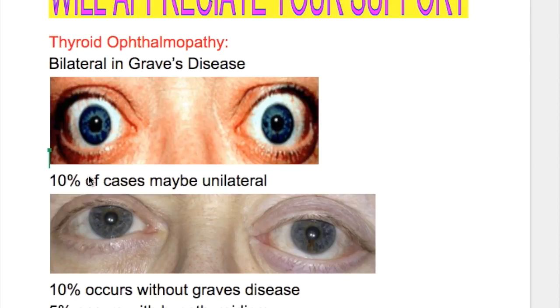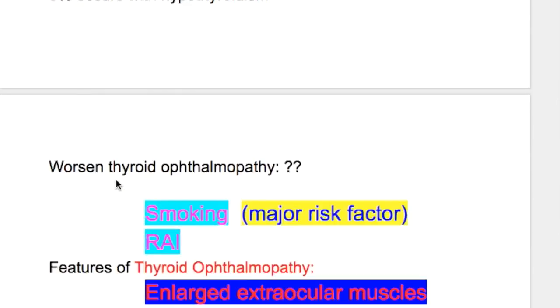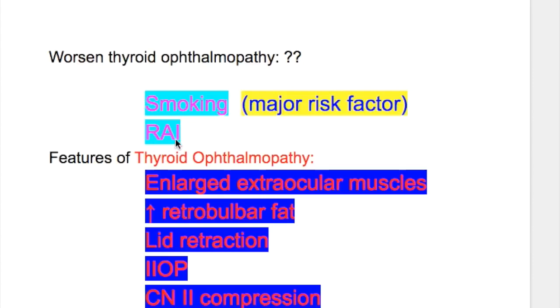What happens in thyroid ophthalmopathy? There is bulging or protrusion of the eyeball that causes damage and visual loss. What conditions worsen thyroid ophthalmopathy? Smoking and radioactive iodine, they worsen ophthalmopathy. Smoking is a major risk factor for thyroid ophthalmopathy and also for Graves' disease.